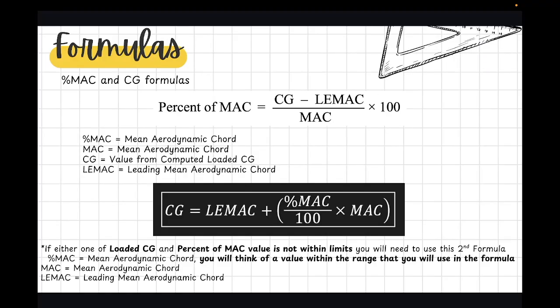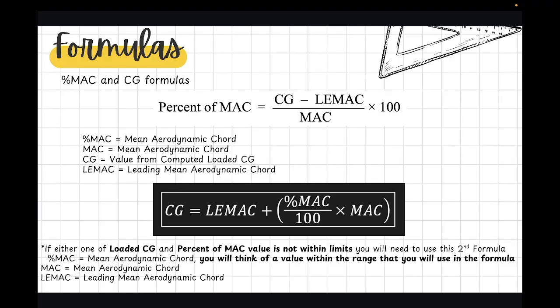Okay, here, percentage Mach and CG formulas. So, here naman, for percent of Mach is equals to CG minus LEMAC divided by Mach times 100. Itong mga terms na to, lahat to makikita later sa TCDS. So, medyo papayawan lang natin since medyo mahirap siyang intindihan. Knowing na mas madali siya on actual solving process compared to discussing the formula itself.